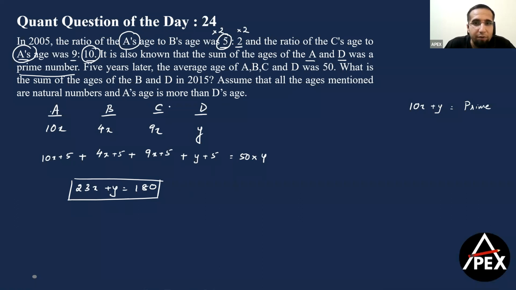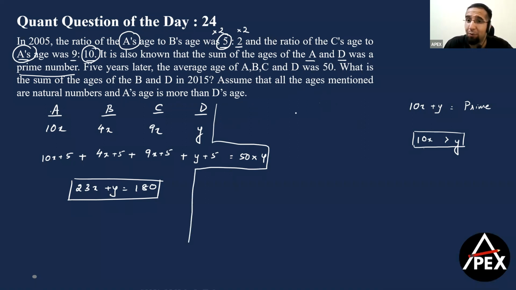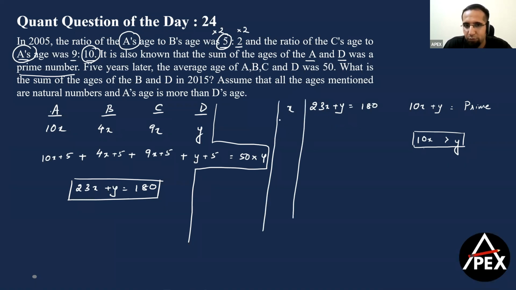Clear? Now, what do we have? We have that, assume all the ages mentioned are natural numbers and the age of A is more than the age of B, which means I know that 10x is greater than y. Fair enough. If 10x is greater than y, now how do we solve this? Since all the numbers are natural numbers, this is where we need to be very quick in calculations. So let's see, we have 23x plus y is equal to 180. Now let's start assuming the values of x and parallelly we will get the values of y as well.